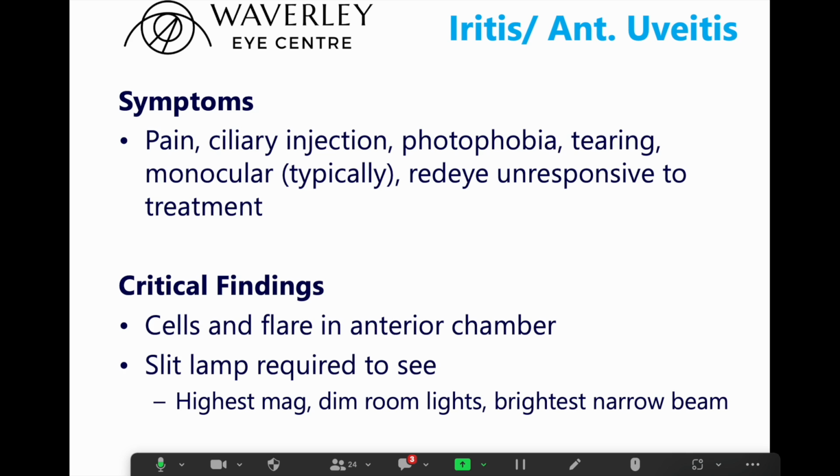The technique that you use for that is basically you want to put the slit lamp at the highest magnification it has. You're going to dim the room lights to completely dark, basically turn off all the lights in the room, because you need to dark adapt in order to see the white blood cells in the anterior chamber. You're going to put the brightest beam on the slit lamp, a narrow beam, not a slit, but a narrow, what they call a pipette beam of light, and you're going to shine it at about a 45-degree angle.